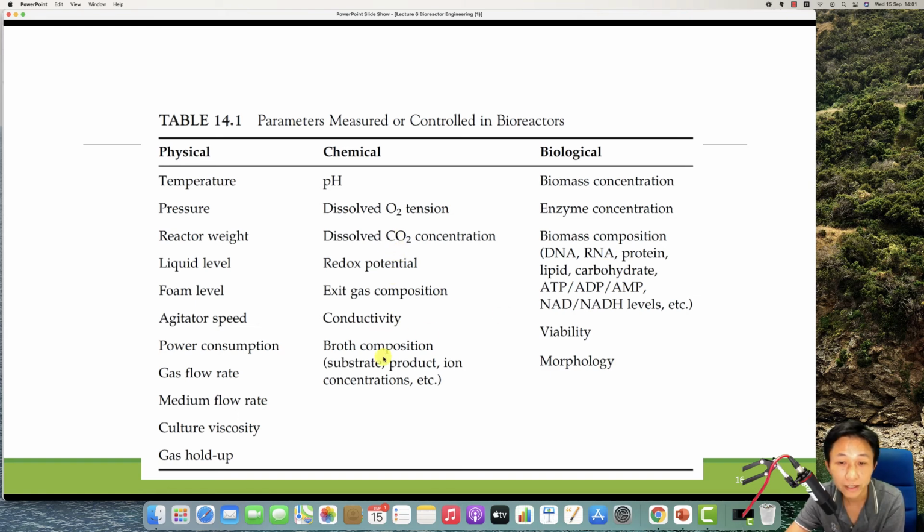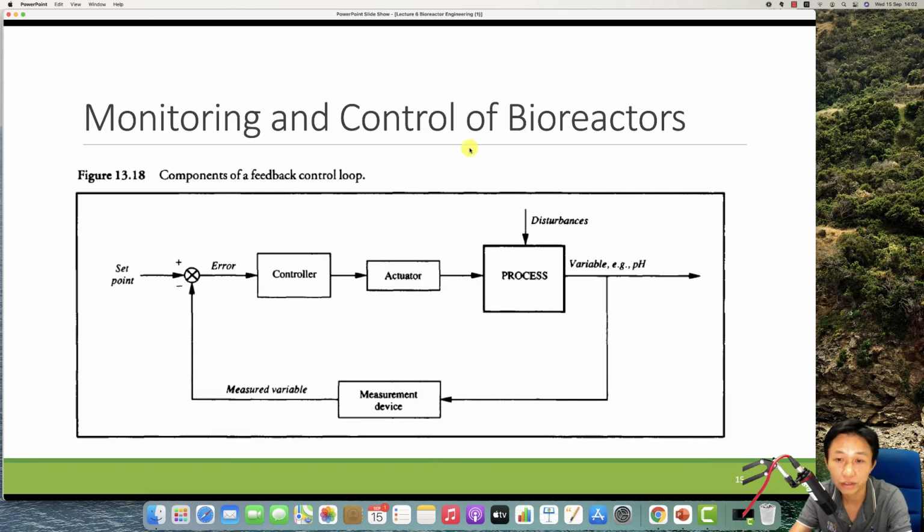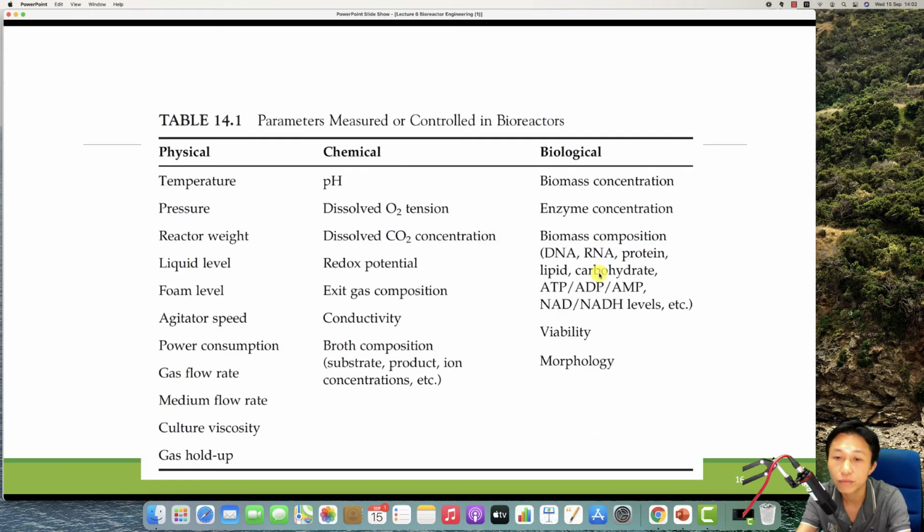Conductivity. Okay. And sometimes we want to consider the biological things: biomass, concentration, enzyme, the catalyst, biomass composition. You produce some RNA, DNA, for example. Viability is whether the cell is viable or not. Is the cell dead already, for example? Morphology of the cell. So these are parameters that we want to control here. In modern days you can even measure these things, and for the previous generation you just measured some physical or chemical property inside the bioreactor.